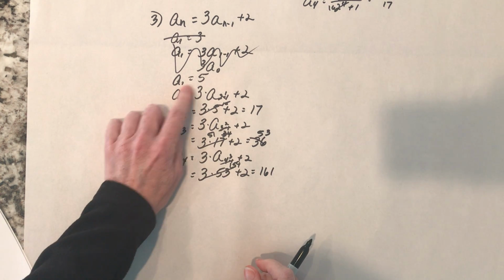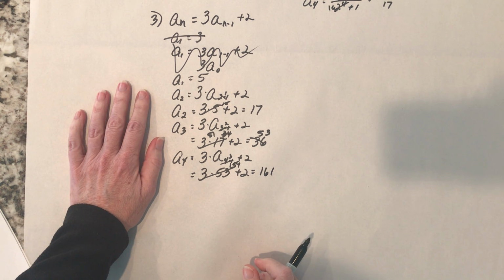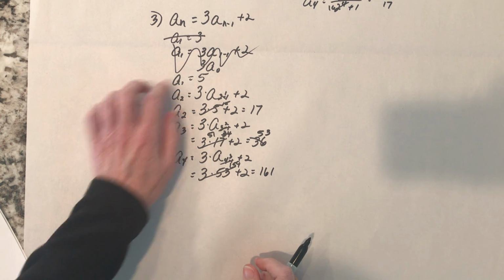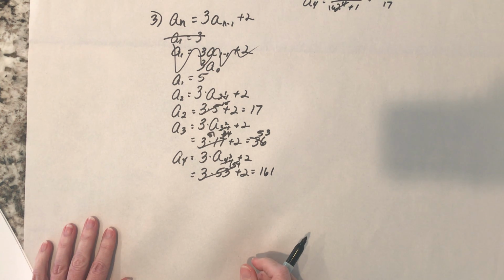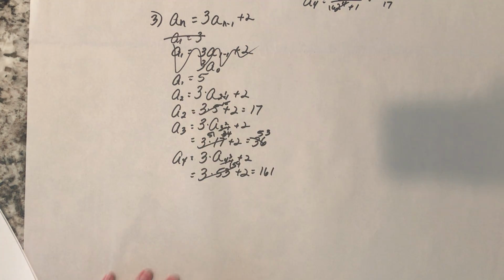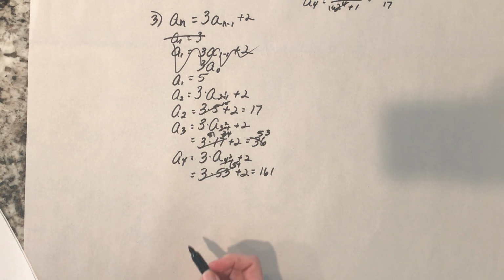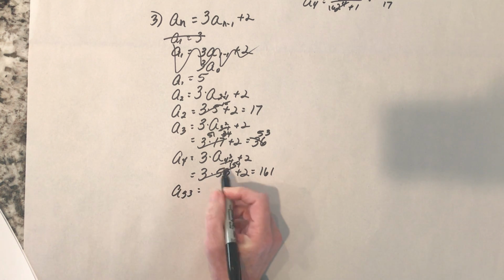We didn't even have to work on the first one. They give that to you. They have to give that to you in the problem, because there's no way you can figure out what a sub 0 is. There's no such thing as a sub 0. So when you see that n minus 1, you know that's a recursive formula. Now see what happens if we wanted to find the 53rd term in here.